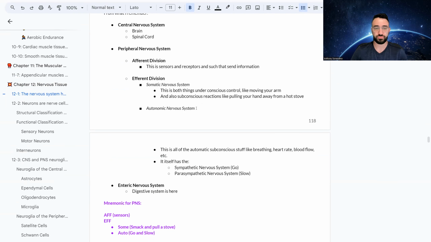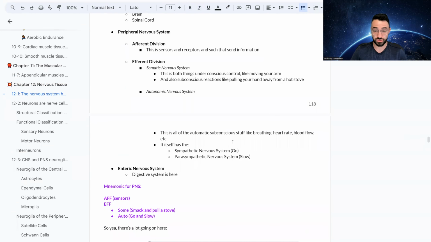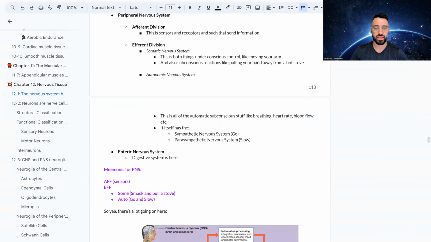Okay. Now, the autonomic nervous system, this is all of the subconscious stuff that you're not even aware of. You're aware of grabbing a frying pan and dropping it, but this is like your breathing, which you're not aware of. This is like blinking, your heart rate, blood flow, all the internal stuff that's going on automatically. Okay. Now, it itself has the sympathetic nervous system and the parasympathetic nervous system.